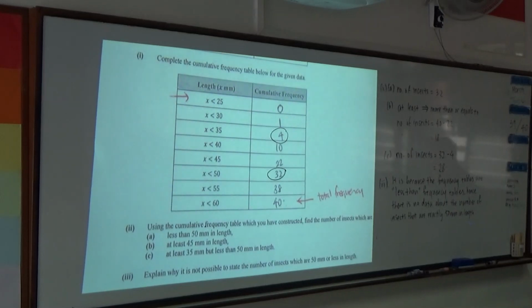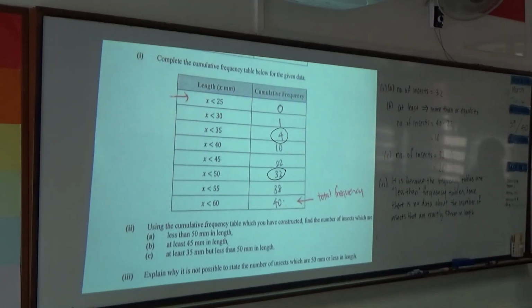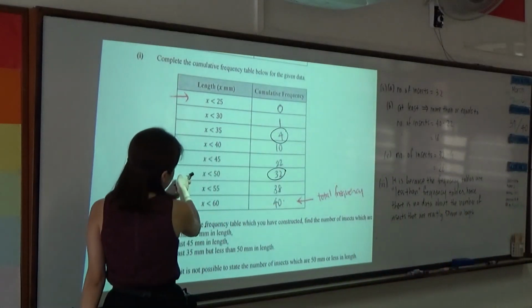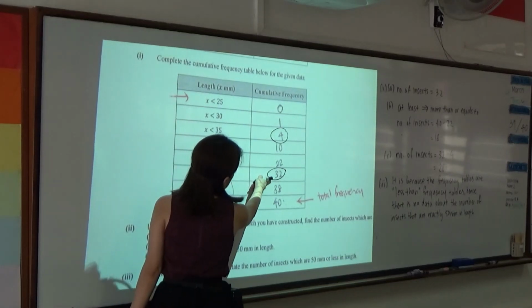Part 4 is where we actually combine the concept that we learned from probability with statistics itself. I mean, probability is still part of statistics as well. In part 4, it says that if an insect is chosen at random from the 40 insects that there is, find the probability that its length will be less than 50 millimeters. The number of insects that are less than 50 millimeters is actually 32 of them.